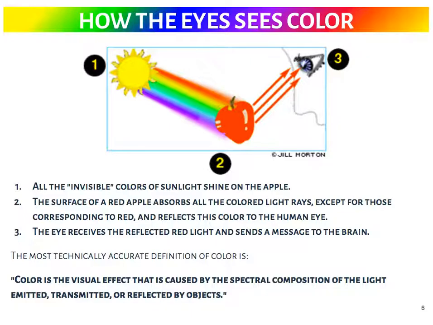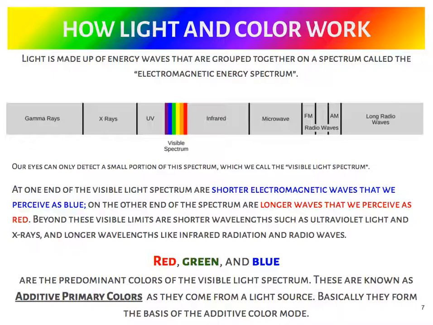Now, what does that mean really? How does light really work? Well, light is made up of energy waves that are arranged together on a spectrum called the electromagnetic energy spectrum. Our eyes can only detect a small portion of the spectrum, which we call the visible light spectrum. At one end of the visible light spectrum are the shorter electromagnetic waves that we perceive as blue. On the other side of the spectrum are the longer waves that we perceive as red.